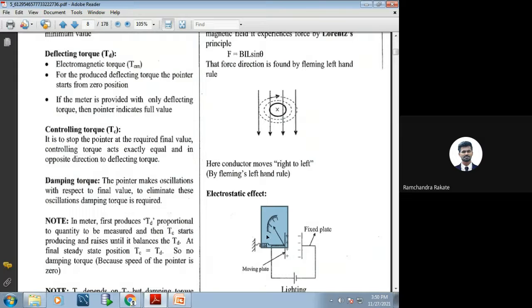What do I say? Null position is what? Zero. So is the pointer at null position? No, sir. So it is midway or nearby the null position. While performing any experiment, if you observe such an instrument, this is a practical scenario. I'm not talking about the theoretical.